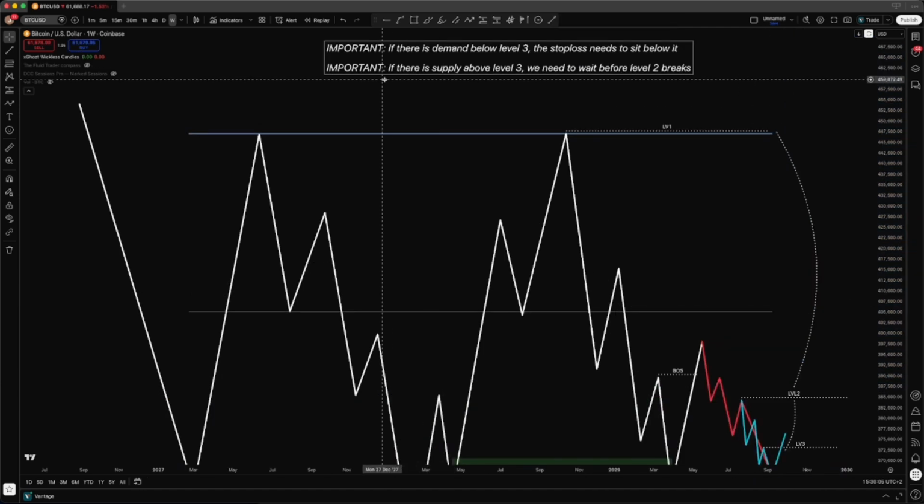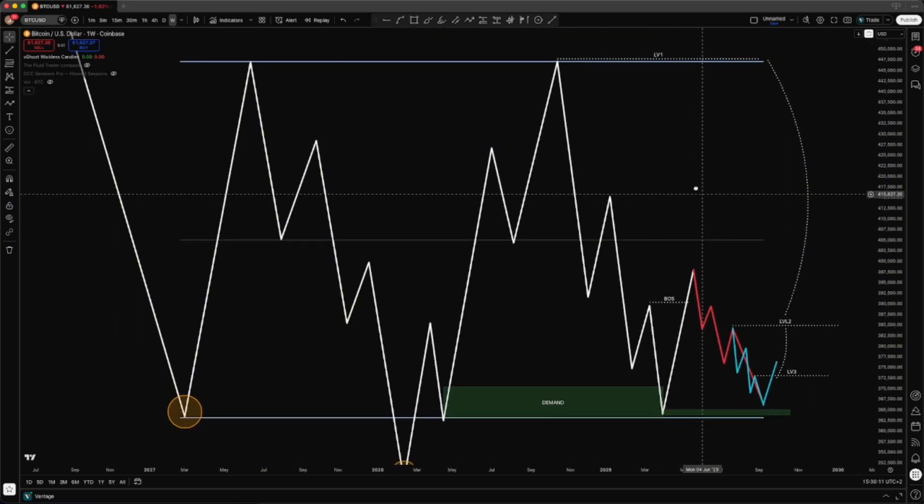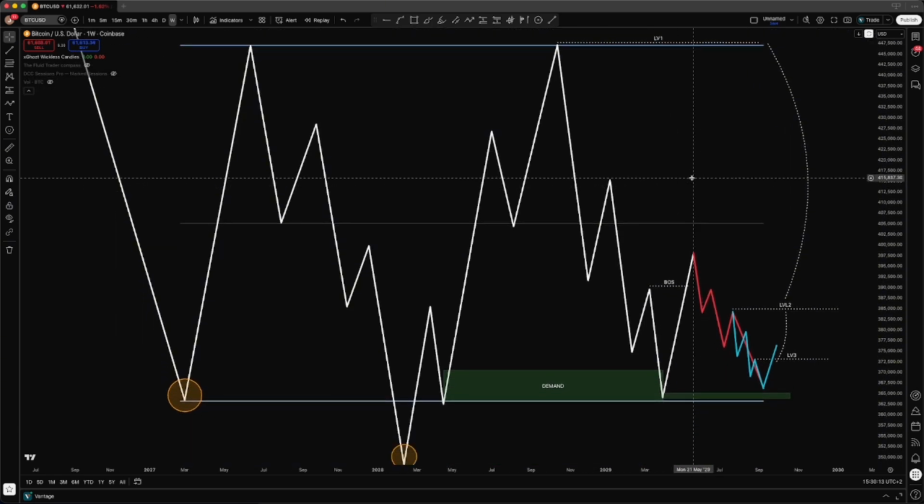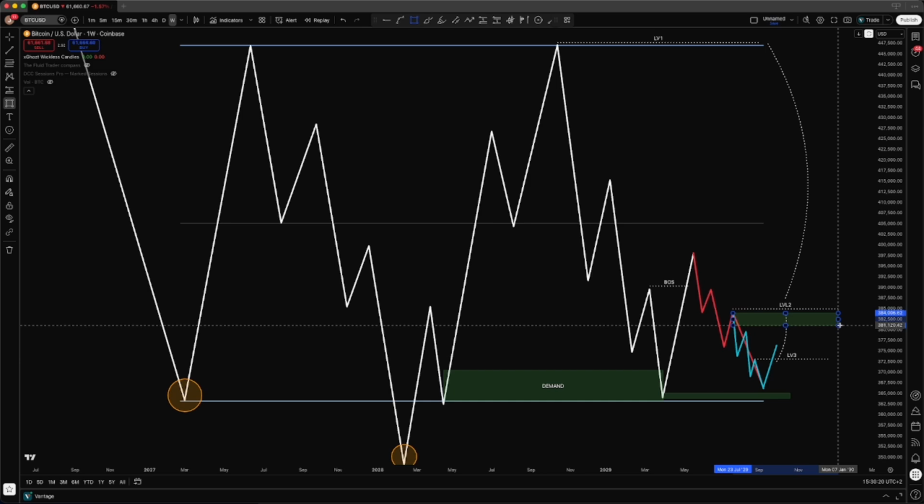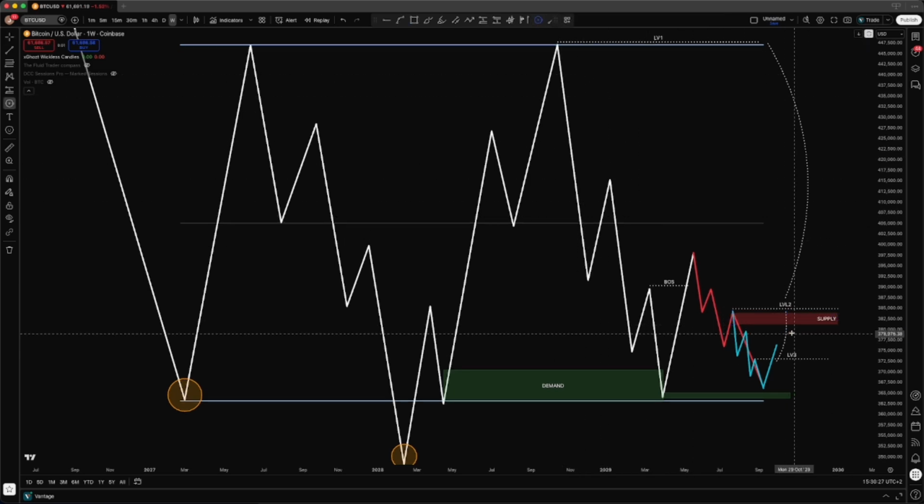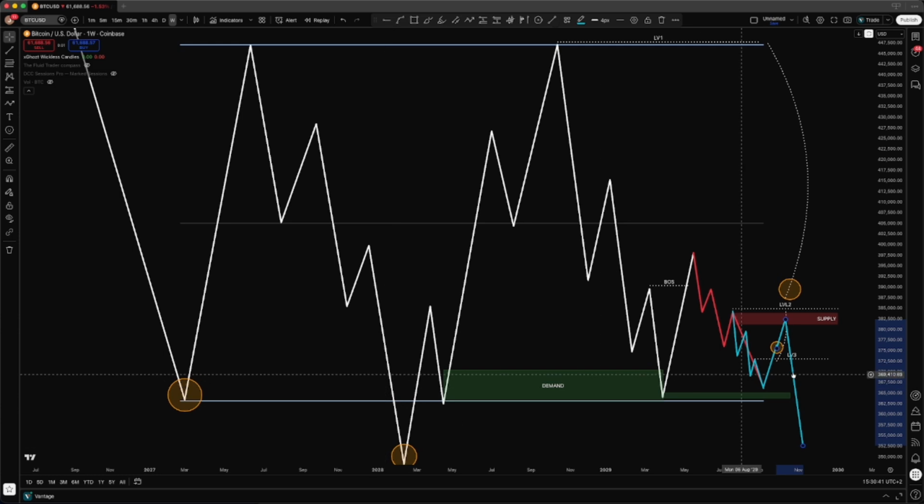On the other case, if there is supply above level 3, we need to wait before level 2 breaks. If you don't know anything about supply and demand and liquidity, watch my next videos. I will teach you everything about it. So let's say there is a supply zone right here and it is a really high quality supply. We need to wait before we break above supply. Okay, if we enter here, the chances are huge that the price never breaks level 2 and we don't hit target, and we might see a failed break or a failed accumulation.